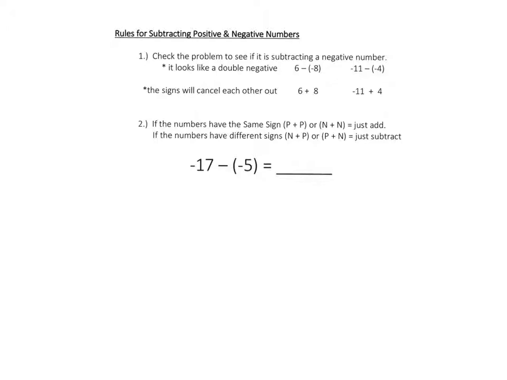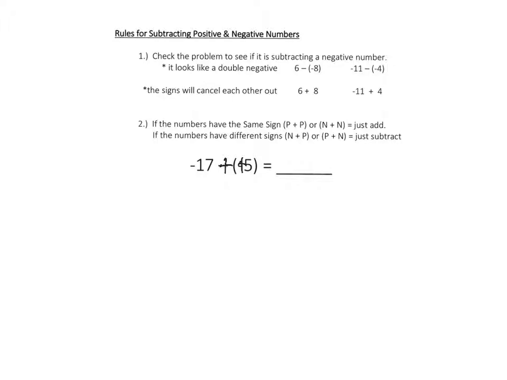The way I change it into a positive is I just draw a line down this subtraction sign and a line down this negative sign. If you want to make it a little neater, you can. So now our problem reads negative 17 plus 5. So we go back to our addition rules. If the numbers have different signs, a negative plus a positive, we subtract.